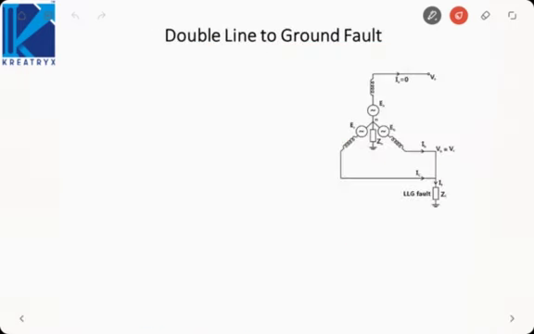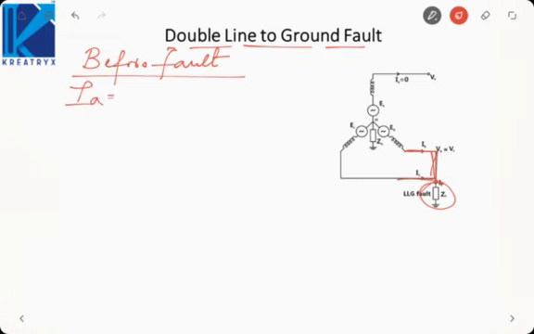The next fault that comes is double line to ground fault. Here what we have done is we have shorted B and C phase and then we have connected it to ground by a fault impedance ZF. Now again here first we will consider the before fault condition. Before fault there was no load on the system. So IA is equal to IB is equal to IC equal to 0. VA, VB, VC are all balanced.